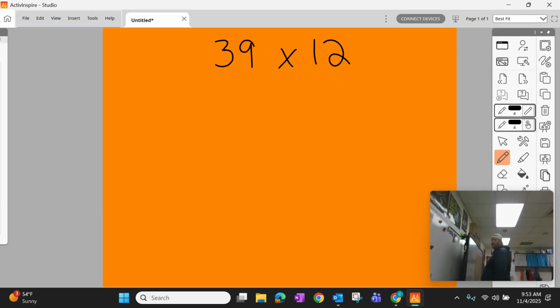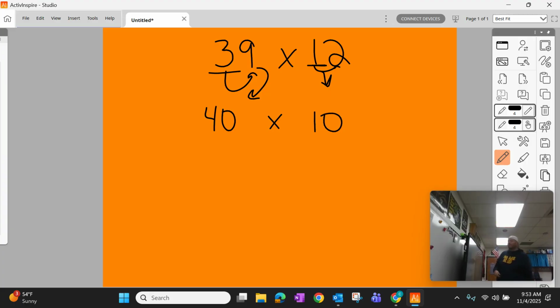Looking at 39, if we're rounding to the nearest tens, we're going to underline that 3, look to the right, and you probably know this already, but remember 5 or more raise the score. So that's going to make this into 40. The 39 goes to 40. This 12, underline the 1, look to the right. 12 is closer to 10. So now we have 40 times 10 to get our estimated product.